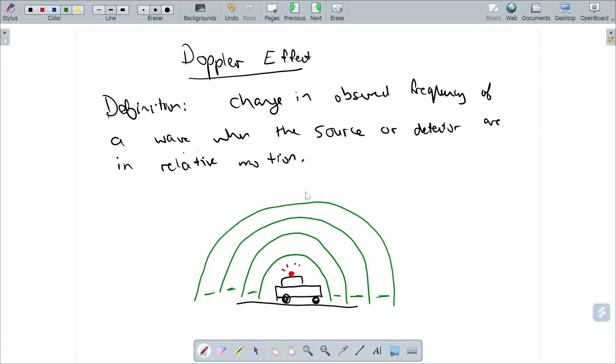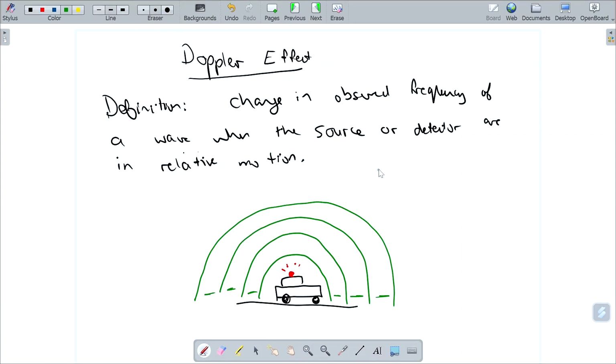Now, in waves, we have an equation called the wave equation, and we can say that the speed of a wave is equal to the frequency of the wave multiplied by the wavelength of the wave. V equals f lambda. So this is the speed, this is the frequency, and this is the wavelength. To understand the Doppler effect, we need to understand the concepts of waves that we have studied in the past.